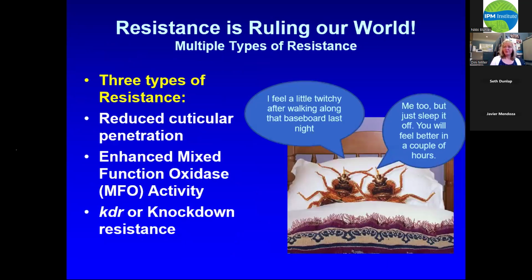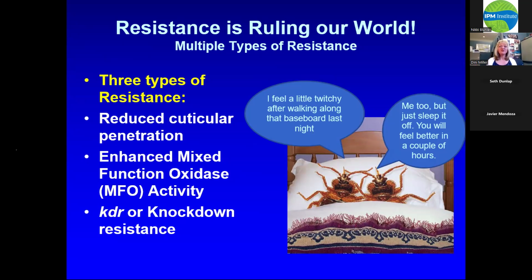So that's important. Also realize that resistance is ruling our world, just like the German cockroaches and some of the other cockroach species we have. Bed bugs have 3 different types of resistance. The first one is reduced cuticular penetration, which means we have killed all the thin-skinned bed bugs, and all the ones that have a thicker exoskeleton on the outside of their bodies are what's left. So it's very hard to get any dried insecticide into their body.